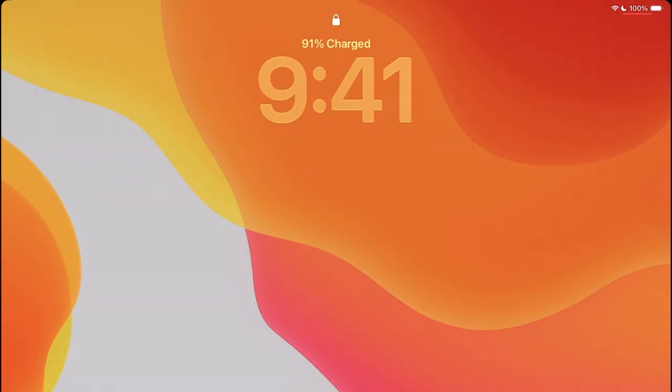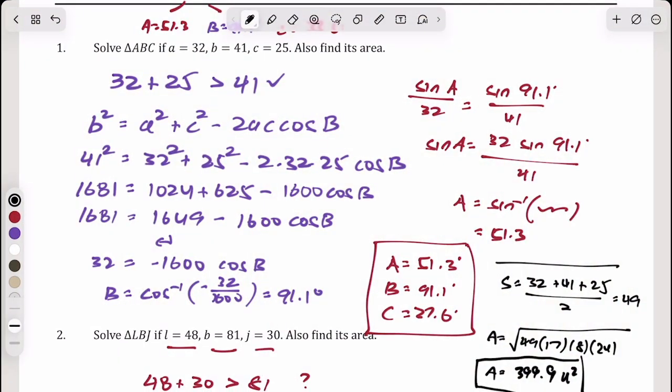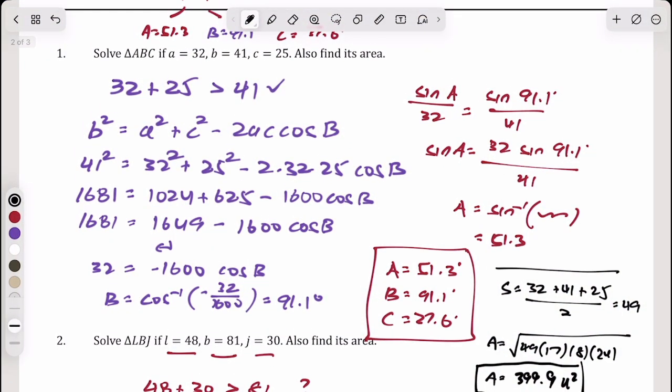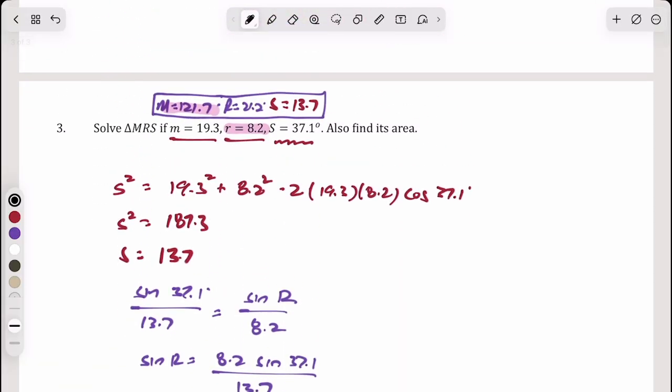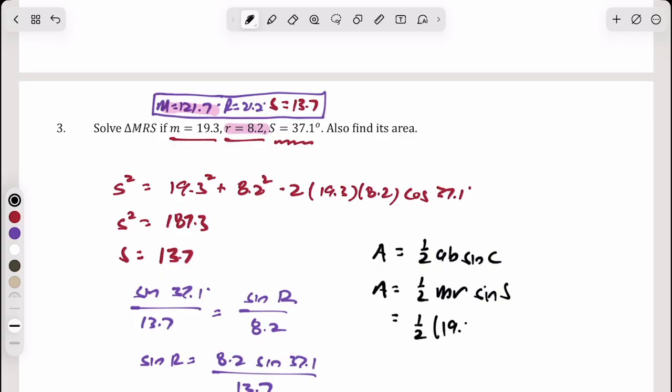When it's side, angle, side, it's even easier. Let's take a look at that. Let's do number 3. Side, angle, side. Your area formula is 1/2 the placeholders AB sine C. So for us, it's going to be 1/2 MR sine S. So simple. 1/2 19.3, 8.2 times the sine of 37.1.